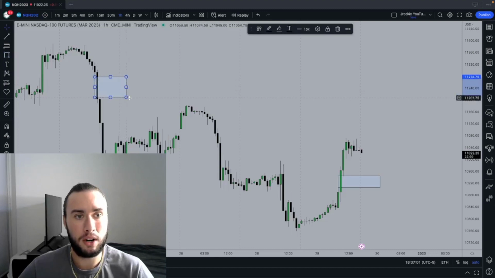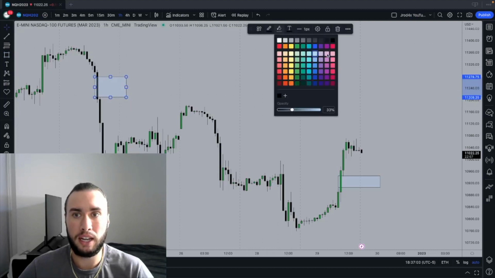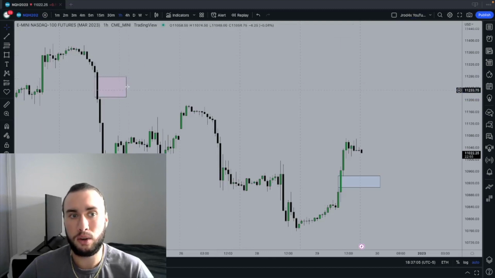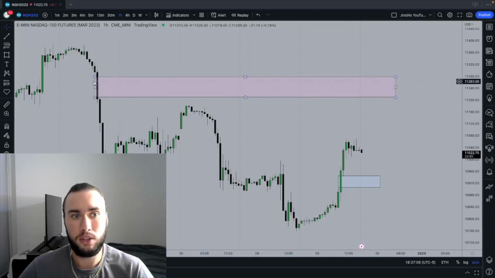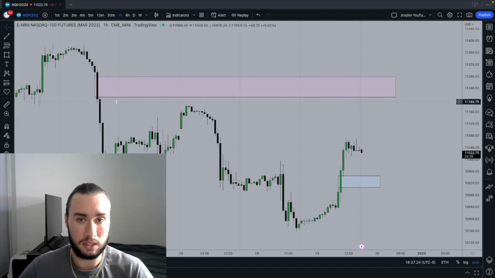So typically when I'm marking these levels on my charts, one thing that I like to do is change the colors so I can identify them on the lower time frames as well. So in this example, you can see I've got my bearish fair value gap. I like to use this light kind of red pink color. And that's how I can identify that this is a bearish fair value gap, which in my trading plan, this would be an area of resistance, for example. And this would be an area of support.